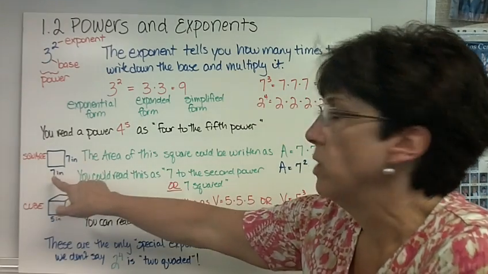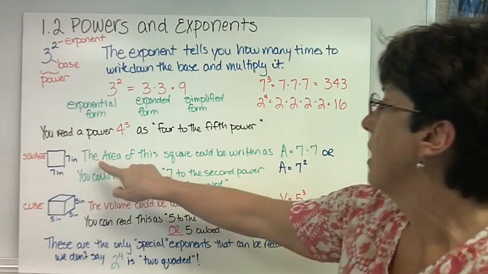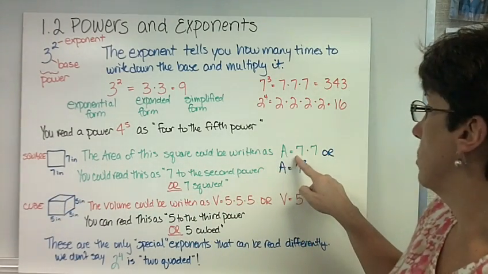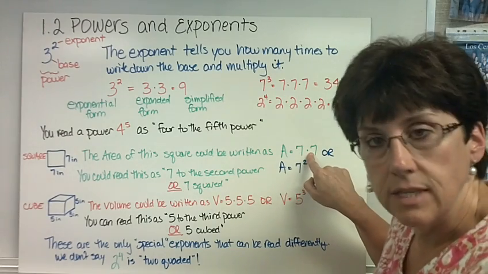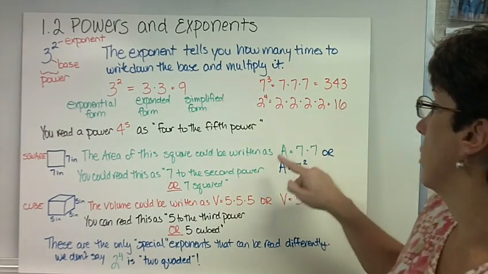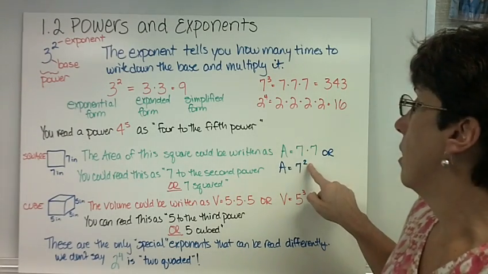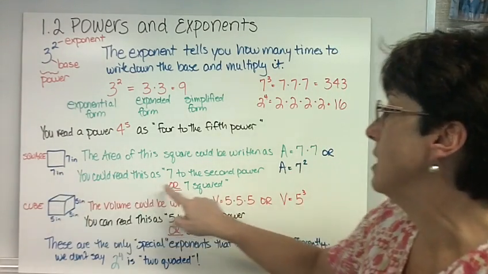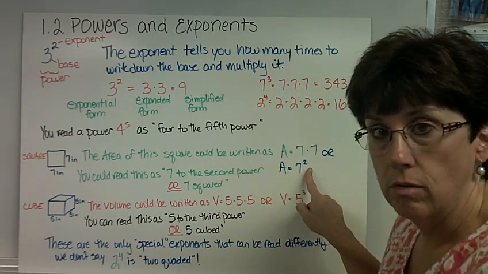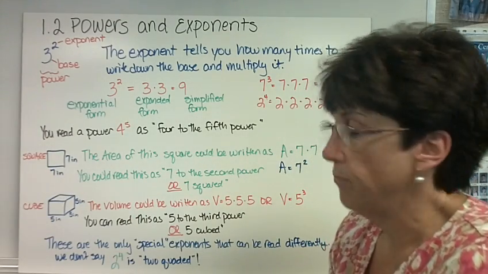Here is a square. We know it's a square because the sides are the same. They're both 7 inches. The area of this square could be written as area equals 7 times 7. That's the expanded form. What if I said, can you write that in exponential form? Area equals 7 squared. Because this is a square. You can read this as 7 to the second power or 7 squared. Okay, it's special because, you know, in a square, the sides are the same.